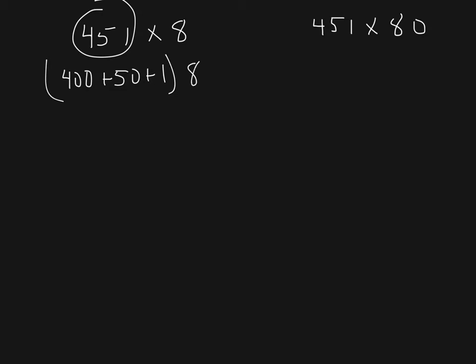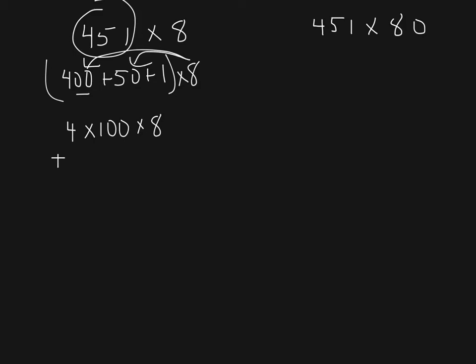And before I do that, I'm going to put it in a vertical position so you can see how similar it is to the standard algorithm. So I'm going to take this 8 and I'm going to multiply it by each of these parts separately. So I have 4 times 100, which is expanded form of 400, and I'm going to multiply that by 8. And then I'm going to add that to the next part.